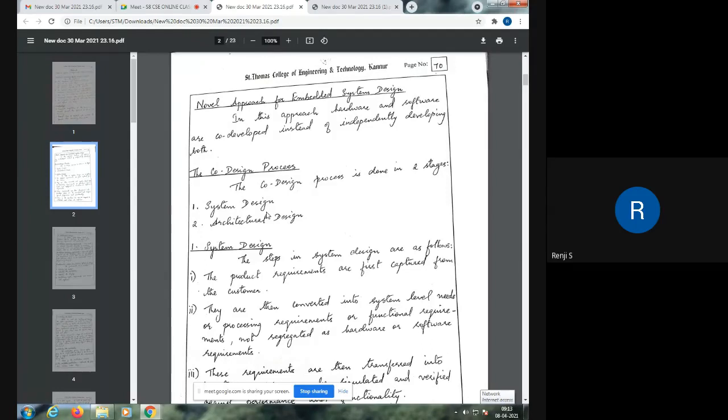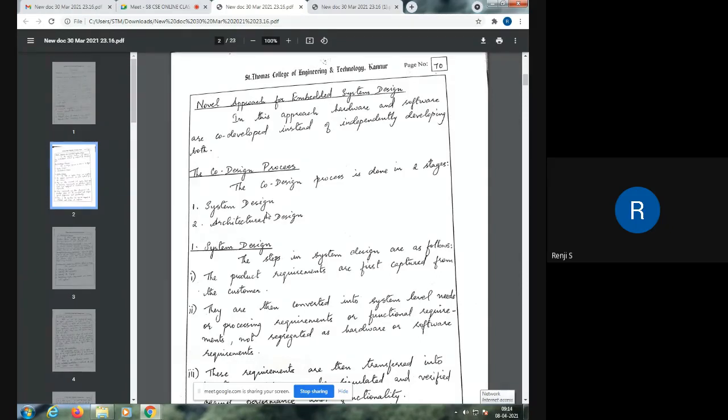Co-developed means that as the hardware is getting ready, the software also gets ready, and it is getting tested along with the hardware. So it is getting co-developed instead of independently developing both. In the traditional approach, we said hardware developers are responsible for developing the hardware, the software developers are responsible for developing the software, and finally, when both are ready, they are integrated. At that time, there can be a lot of errors, and this will increase the time to build the product, thus reducing the time to market.